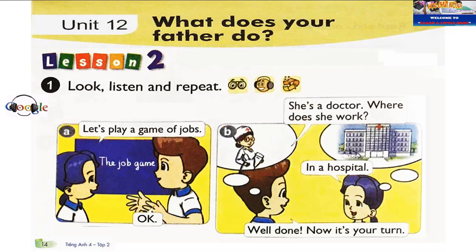Page 14. Lesson 2. Activity 1. Look, listen and repeat. A. Let's play a game of jobs. OK.